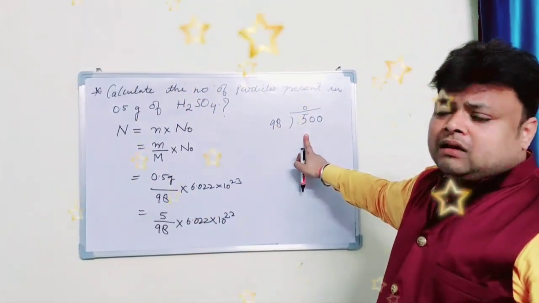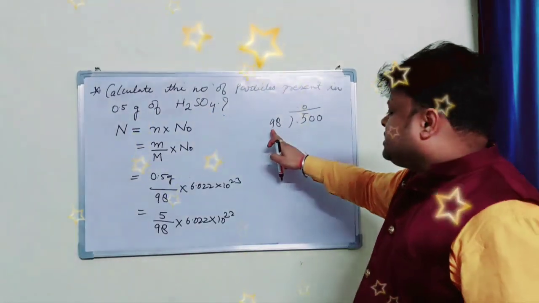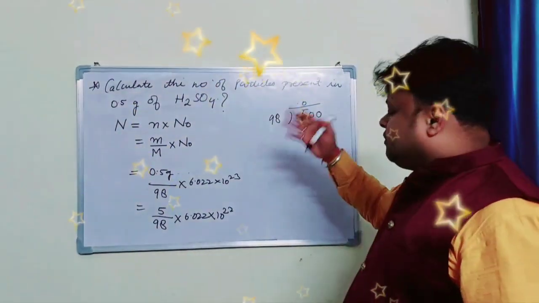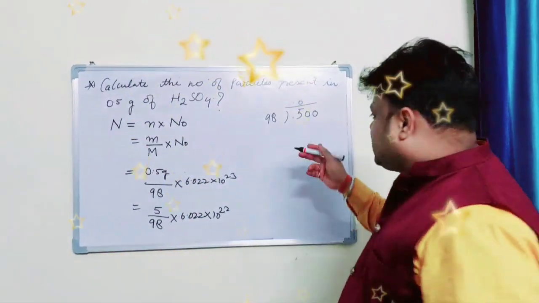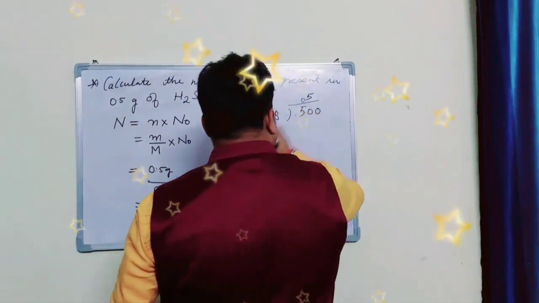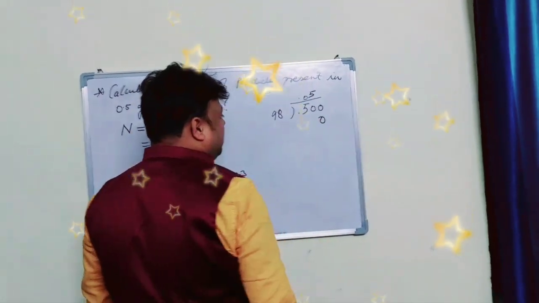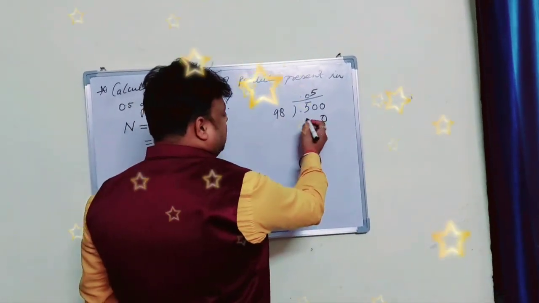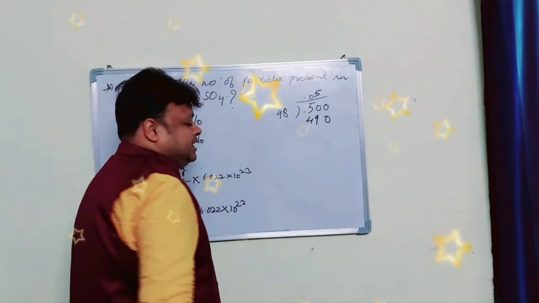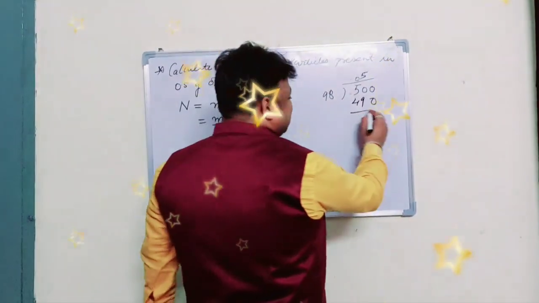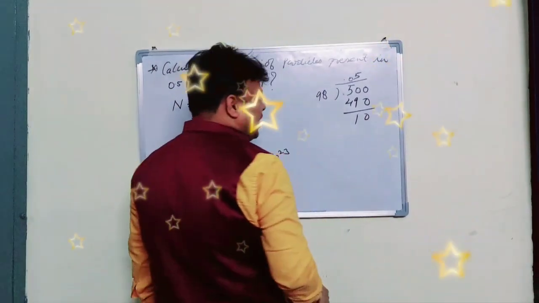So 9 6s are 48, but it is 98, and 48 means it will be more. So let us take 98 5s. When we take 98 5s, 5 8s are 40, 0 carry 1, 5 9s are 45, plus 4 is 49. See, exactly what I said, right? So it is 10. We get 10 here.